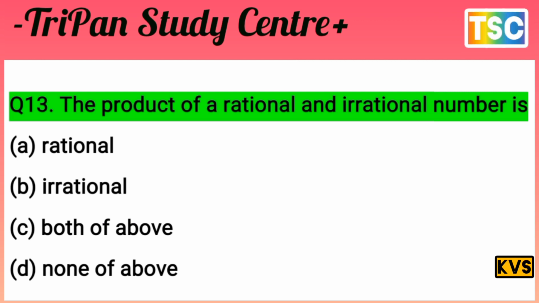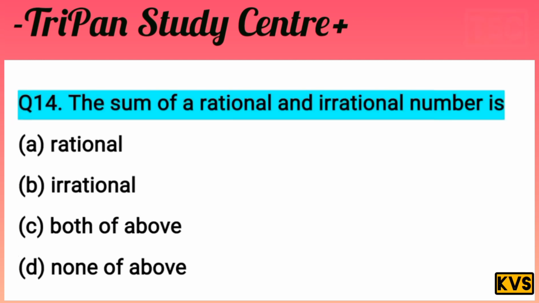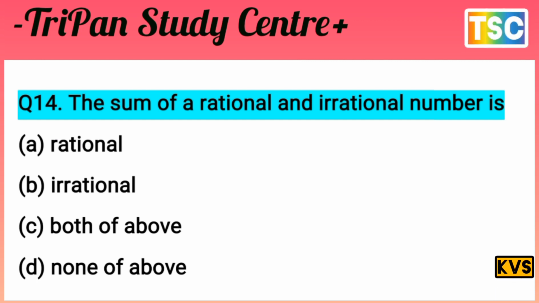Let's see the next question. The sum of a rational and an irrational number is: A, rational, B, irrational, C, both of above, and D, none of the above. First of all, check your knowledge. I give you a few seconds to think of your answer.